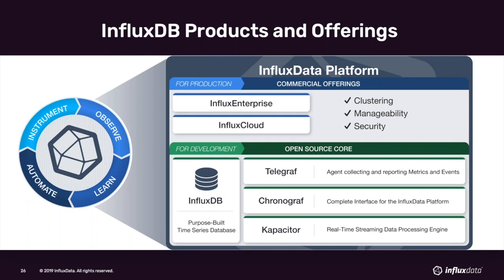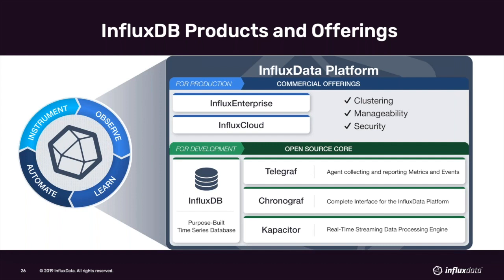Most of our users are on our open source offering. We have over 250,000 instances of the open source core versus around 500 of our customers in the commercial offering. Within our open source core, we have four projects. We have Telegraf, InfluxDB, Chronograf, and Kapacitor.